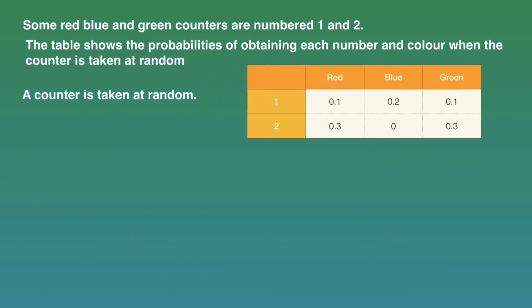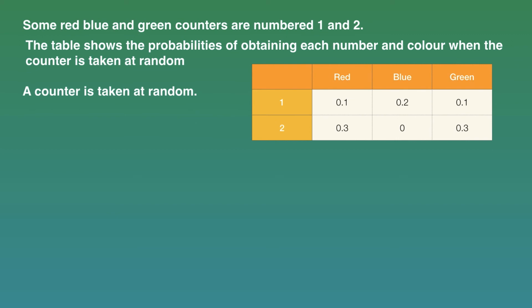Some red, blue and green counters are numbered 1 and 2. The table shows the probabilities of obtaining each number and color when the counter is taken at random. A counter is taken at random, and in part A we need to find the probability of taking a red counter. Red counters are either numbered 1 or 2.